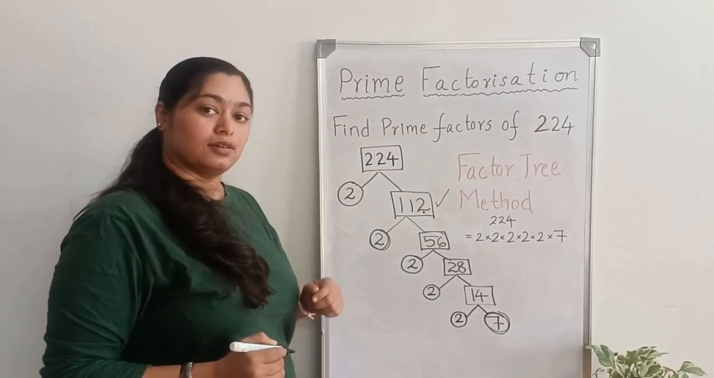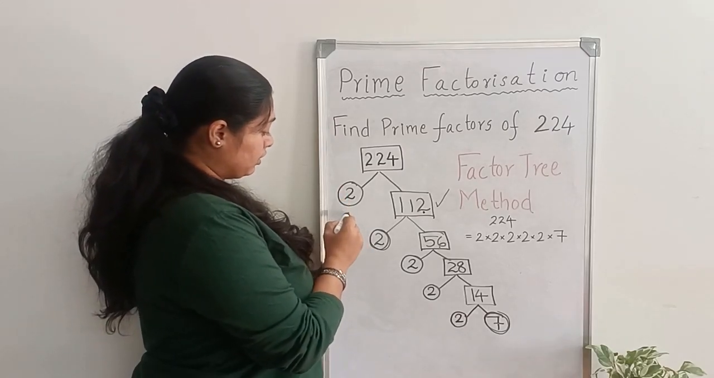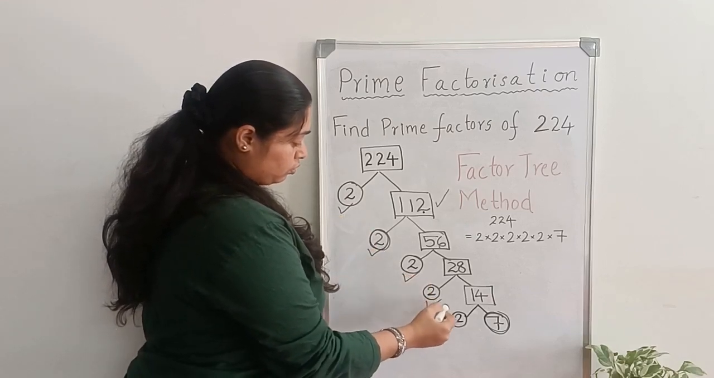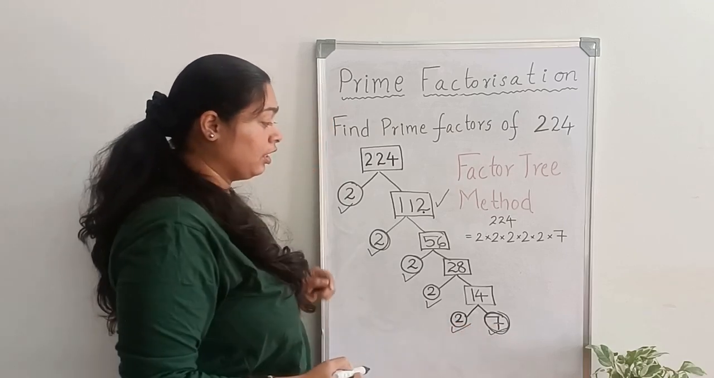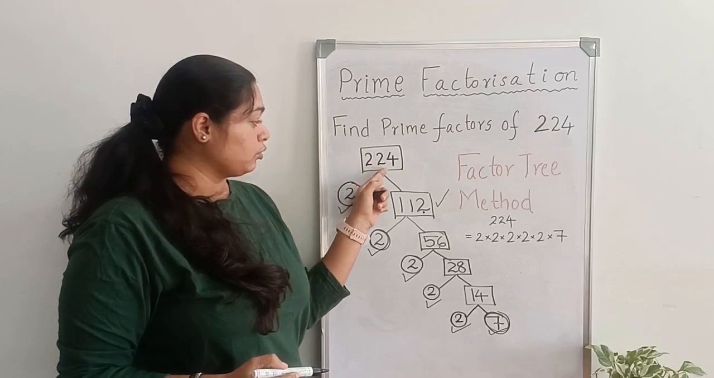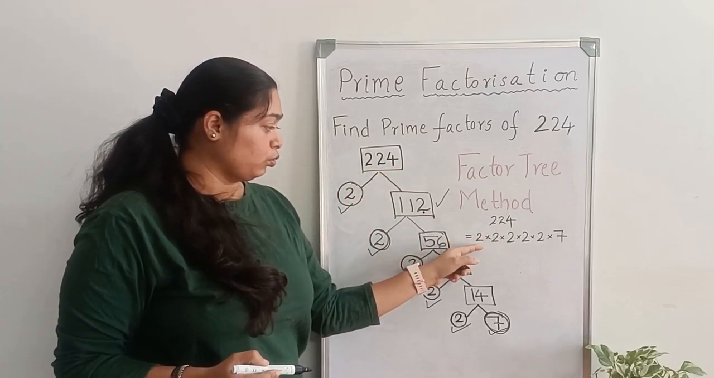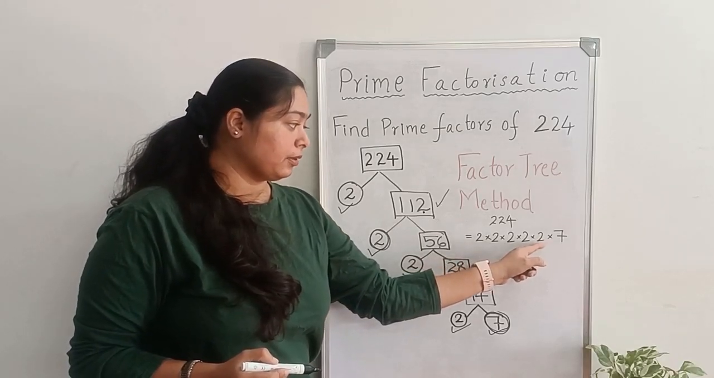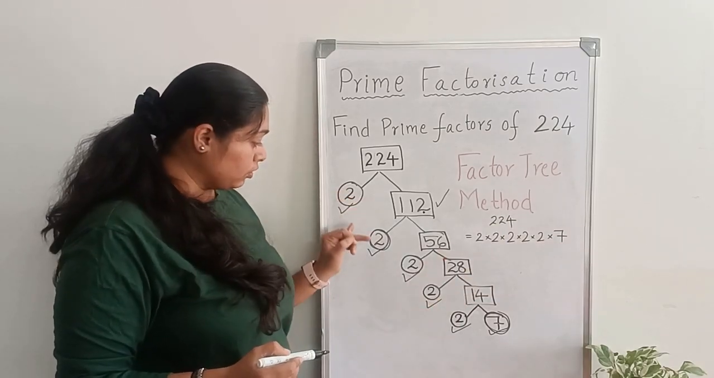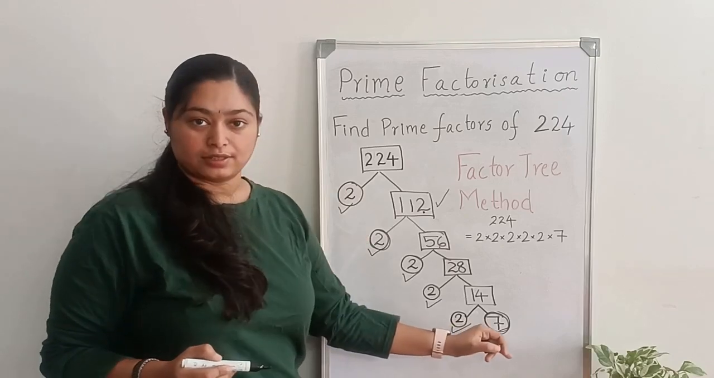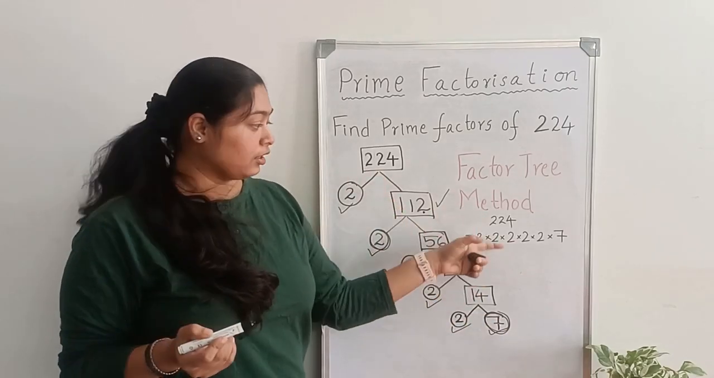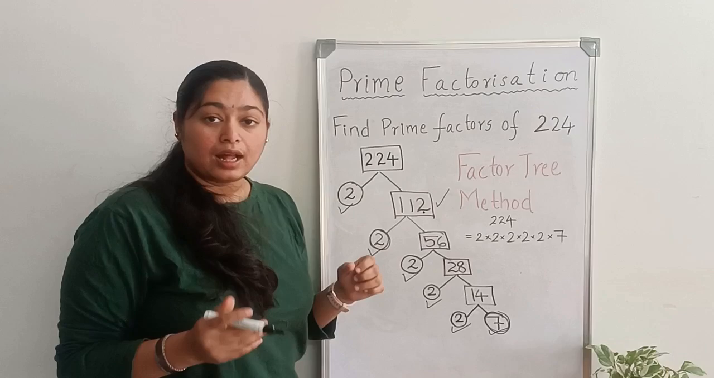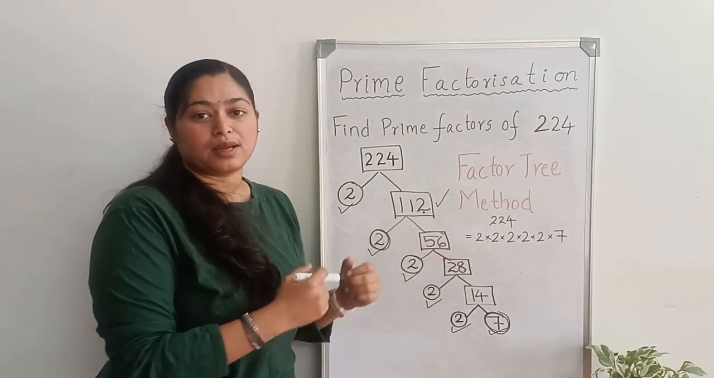Now if you just check these, 2, 2, 2, 2, 2 and 7, you can write that the number 224 is equal to 2 multiplied by 2 multiplied by 2 multiplied by 2 multiplied by 2 and multiplied by 7. All the prime factors multiplied together, you can actually check, it will be 224. And this is how we represent a number as the product of its prime factors.